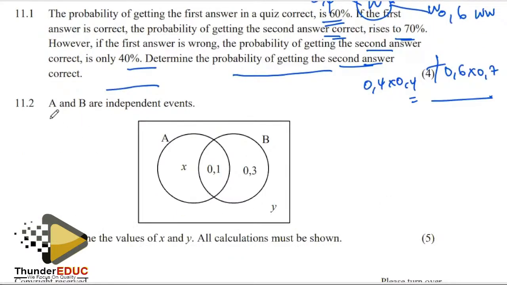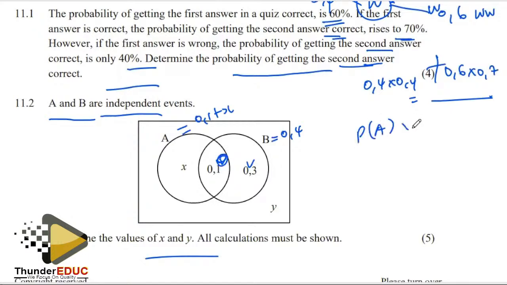Then here again we go. A and B are independent. They want the values of X and Y. When you look at these Venn diagrams, B is going to be 0.4 because we are adding the 0.1 and the 0.3. A alone is going to be 0.1 plus X. And then this 0.1 is the probability of A times the probability of B, which is 0.1.